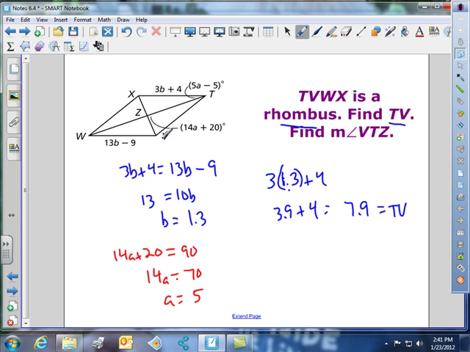To find the measure of VTZ, that would equal the same measure as XTZ. So I would plug that 5 into that expression for A, so 5 times 5 minus 5, and that would give me 25 minus 5, which is 20 degrees. That would be the measure of angle VTZ.